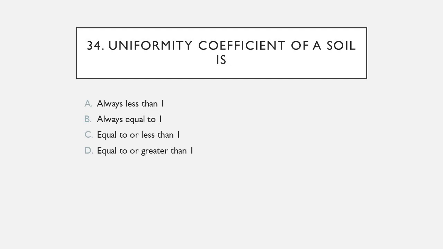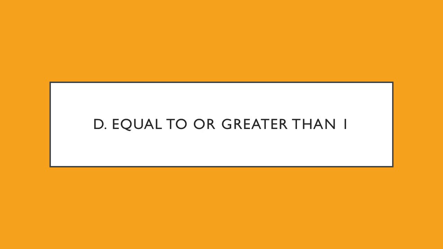34. Uniformity coefficient of a soil is A. Always less than 1. B. Always equal to 1. C. Equal to or less than 1. D. Equal to or greater than 1. D. Equal to or greater than 1.